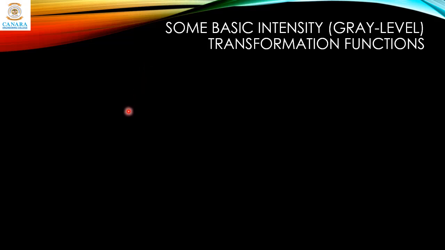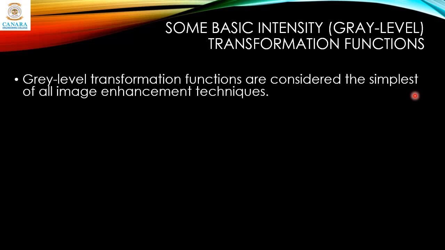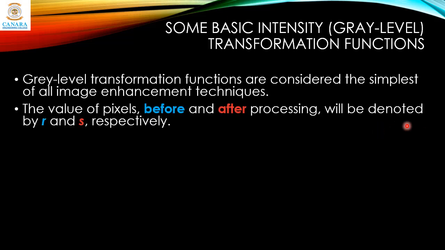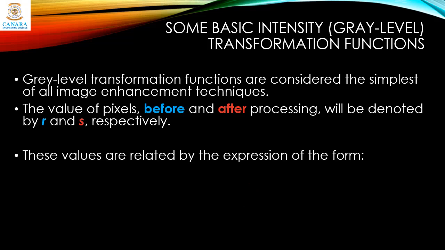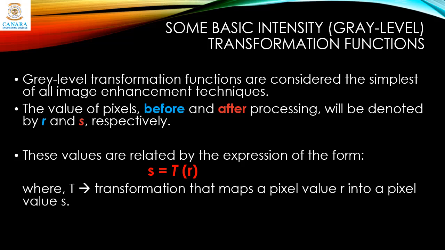Let's learn some basic intensity transformation functions, also called gray level transformation functions. These functions are considered the simplest of all image enhancement techniques. Basically, we are doing point processing or single pixel manipulation. We are not using mask processing or filters here. The value of pixels before and after processing will be denoted by R and S respectively, and this is given by the expression S equal to T of R, where T is a transformation function that maps a pixel value R into a pixel value S.